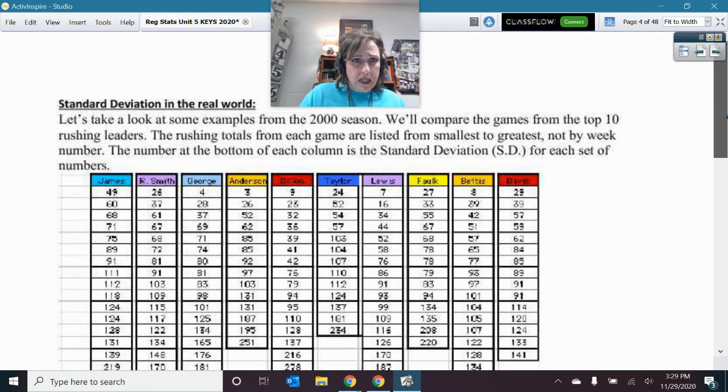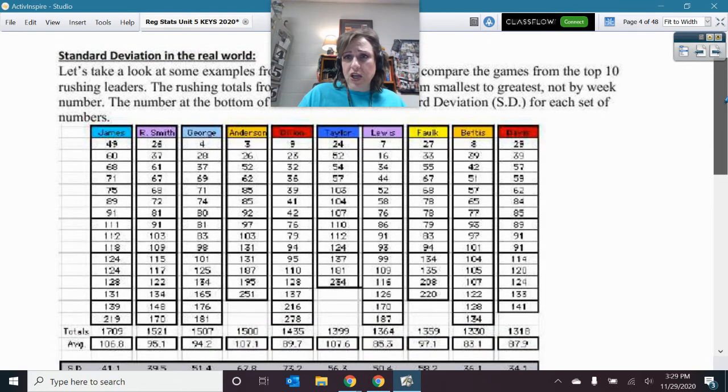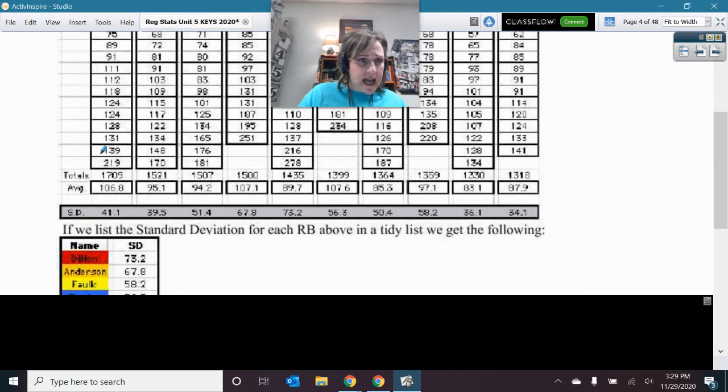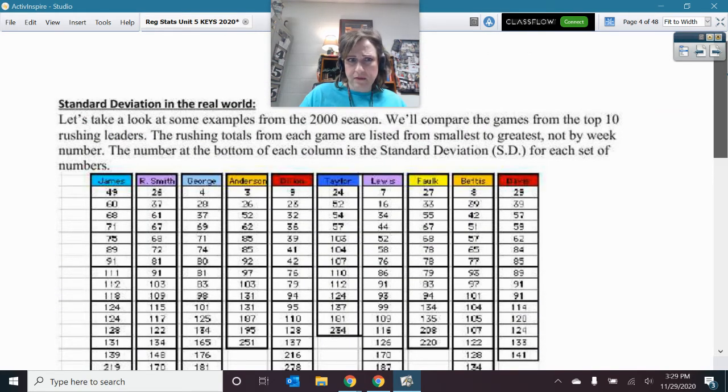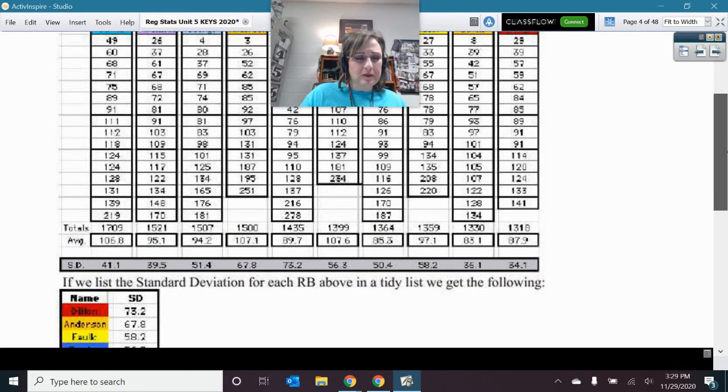So here are some rushing leaders from the 2000 season. I don't know if these were in the NFL or exactly what those were. I think maybe so. And so what they did was they took their rushing yards, their top 10 games. Then they got their average rushing yards and the standard deviation of their rushing yards for those running backs. Okay, is that what these were?